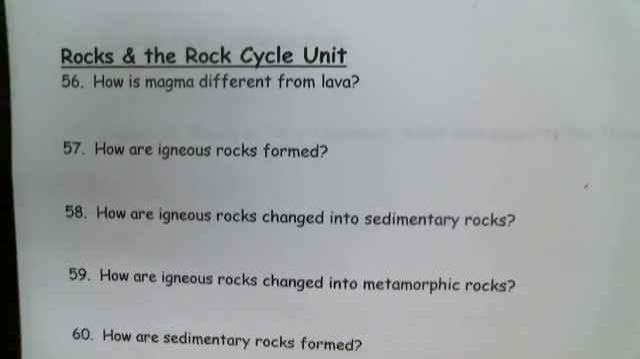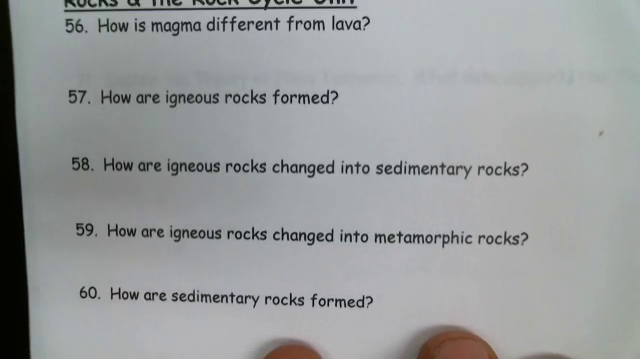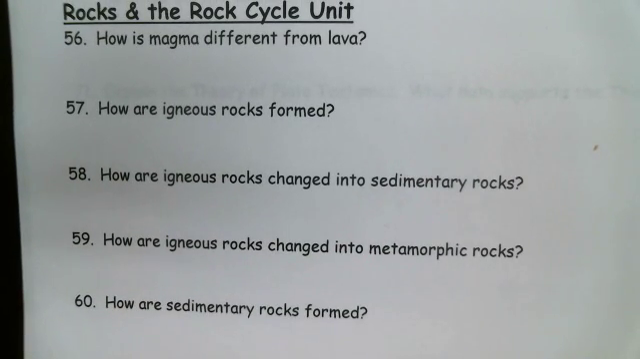Number 56, how is magma different than lava? Magma is underground, lava is above ground. Number 57, how are igneous rocks formed? That's when magma or lava cools.